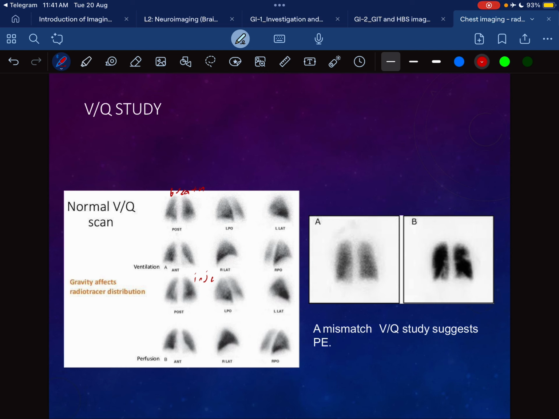Like in this one, you can see there is a mismatch in this area. There's a filling defect here. That's normal here. So that's the inhalation, and this is the perfusion.